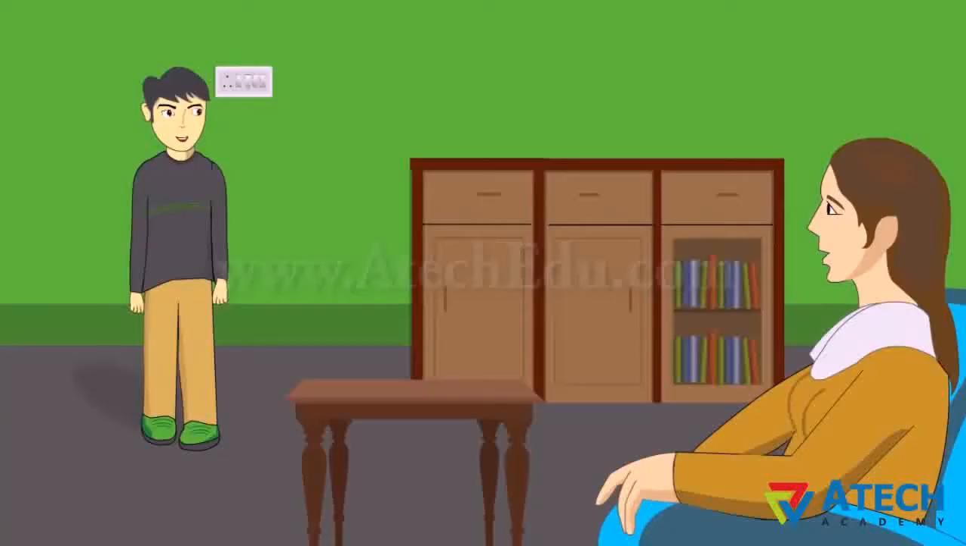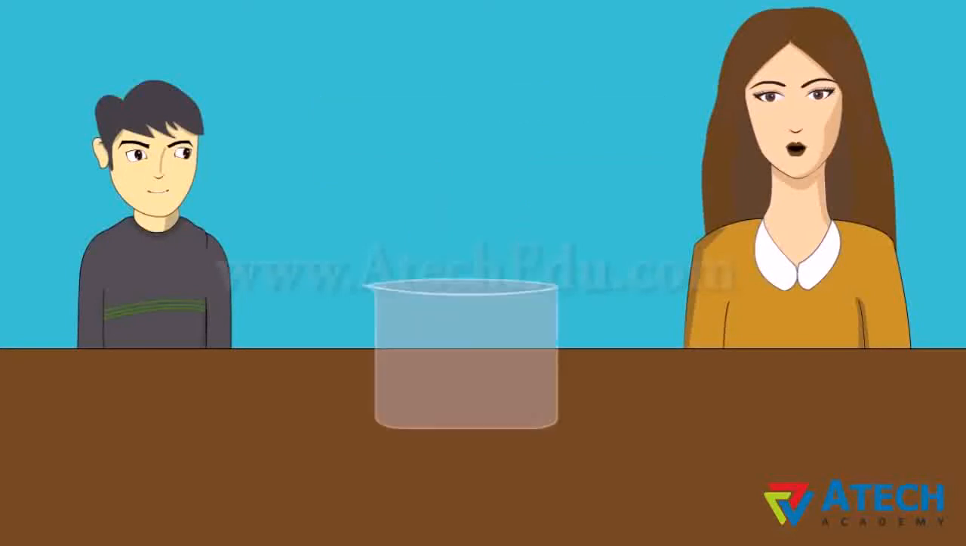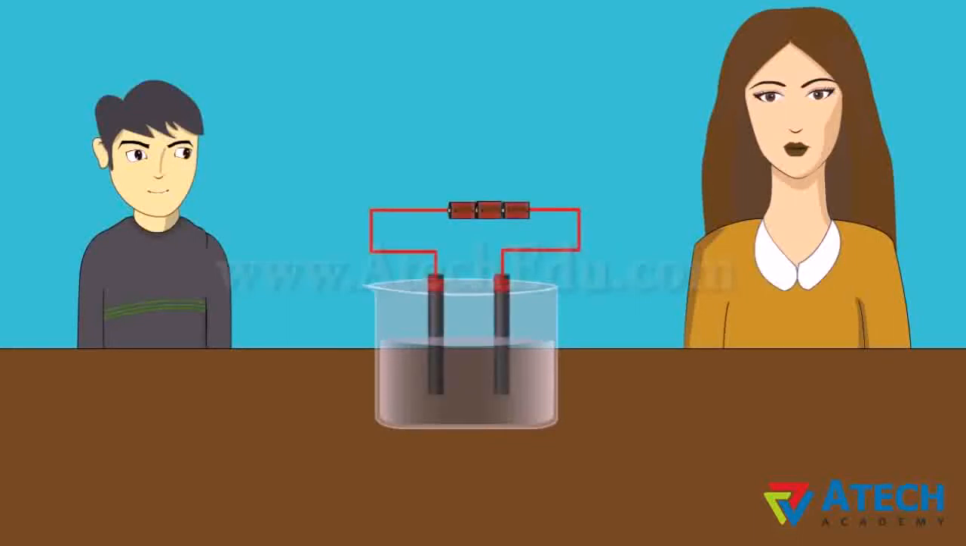Mom, what effect does current produce in a solution that conducts electricity? To find this, let us do an activity. Take 2 carbon rods and wrap copper wires around the metal caps of carbon rods and join them to a battery. Now, pour some water in a beaker and immerse the electrodes in the water. Add some salt to the water to start the conduction.